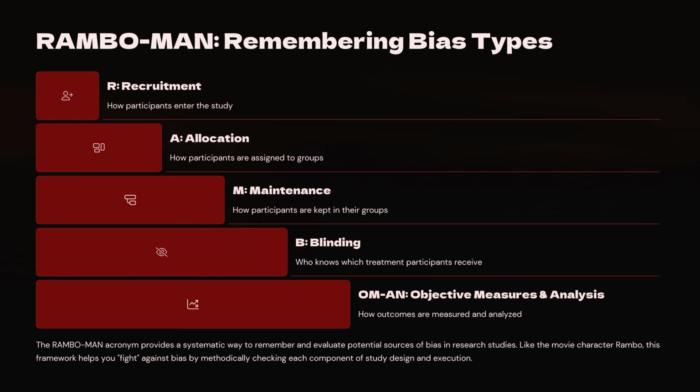So Rambo Man: recruitment, how participants enter the study, there's potential bias there. Allocation, how participants are assigned to groups, what is the bias there? Maintenance, how participants are kept in their groups, what are the biases there? Blinding, who knows which treatment participants receive, what type of bias is there? And Man, so Rambo Man, objective measures and analysis, and how outcomes are measured and analyzed. So basically this helps you remember all the biases that will or could occur in research studies and help you to fight against them when you try to interpret this and apply this to real world patients.